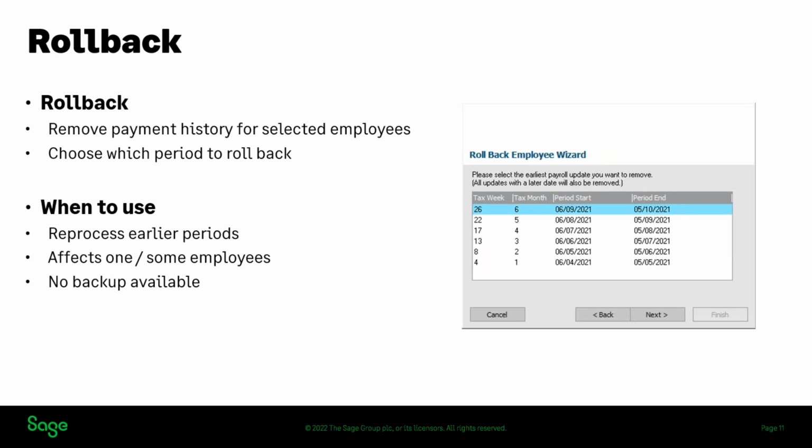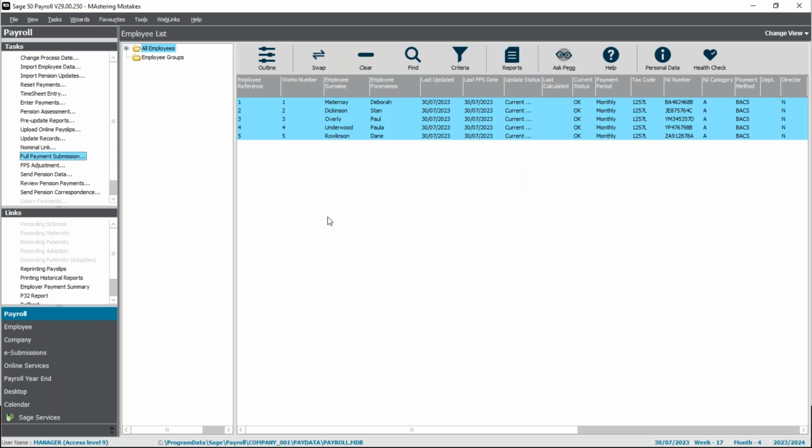But when you use the rollback feature, you can select which employees to roll back. It just saves you having to reprocess any employees whose pay is correct. So what we'll do now, let's jump into the program and let's go ahead and roll back an employee. So here we are back in Sage 50 Payroll.